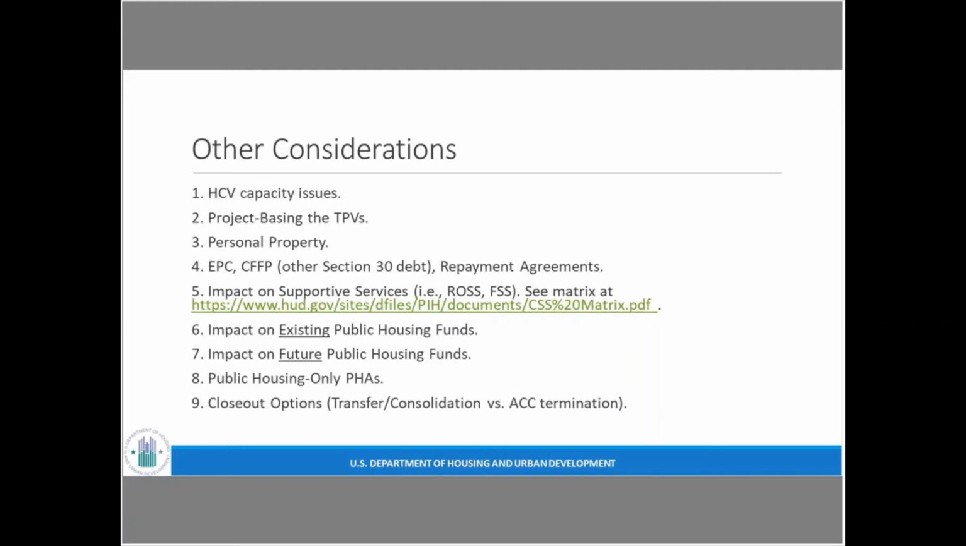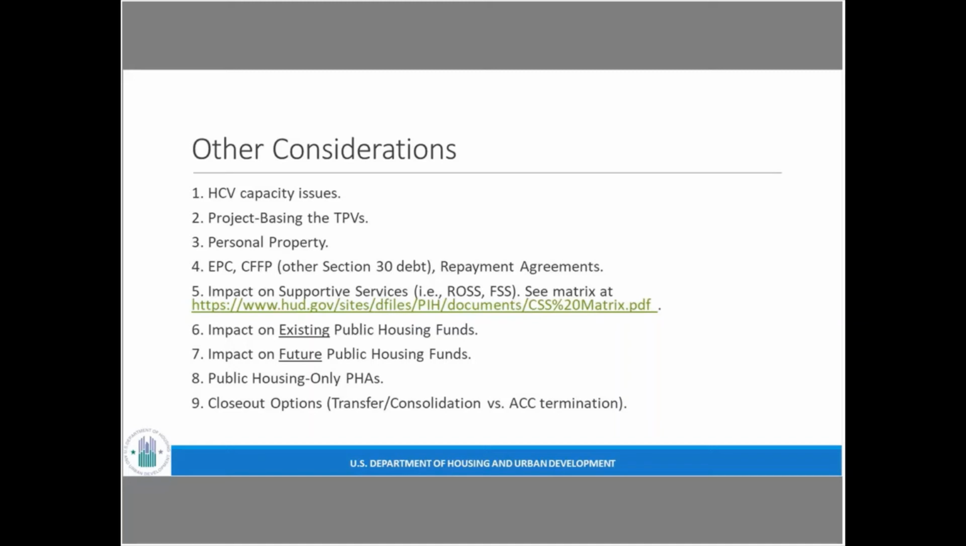Also start thinking about supportive services. If you have ROSS and FSS and other supportive services programs attached to your units, think about the impact of the conversion on those programs, the residents, and the grants. HUD has developed a really nice matrix, and there's a link from this PowerPoint that talks about the implications. Some of the programs are only for public housing families and residents. Others can nicely move over to serve the same residents under the HCV program. So again, just start thinking about that early on if you do have these programs.